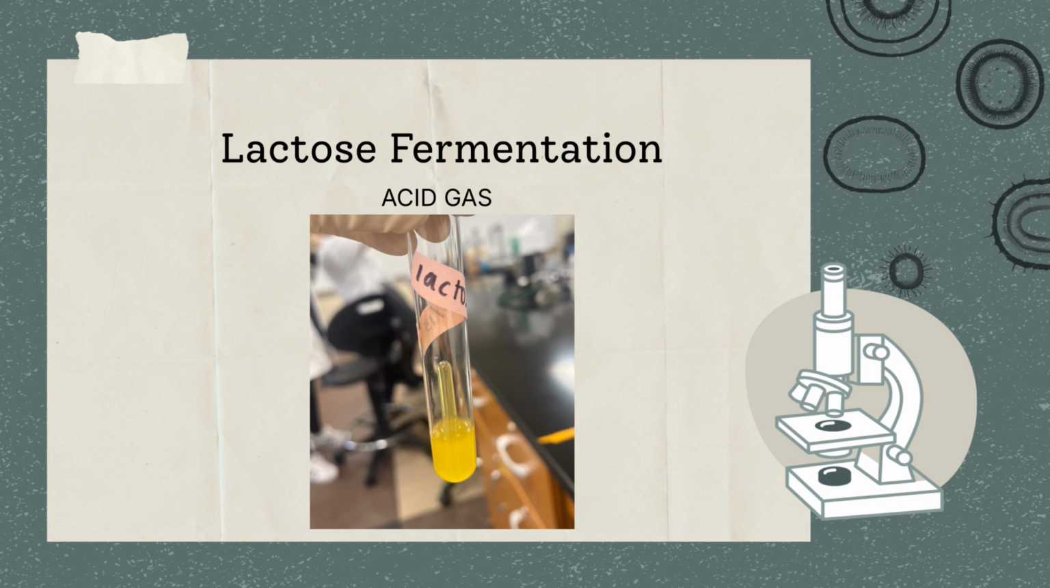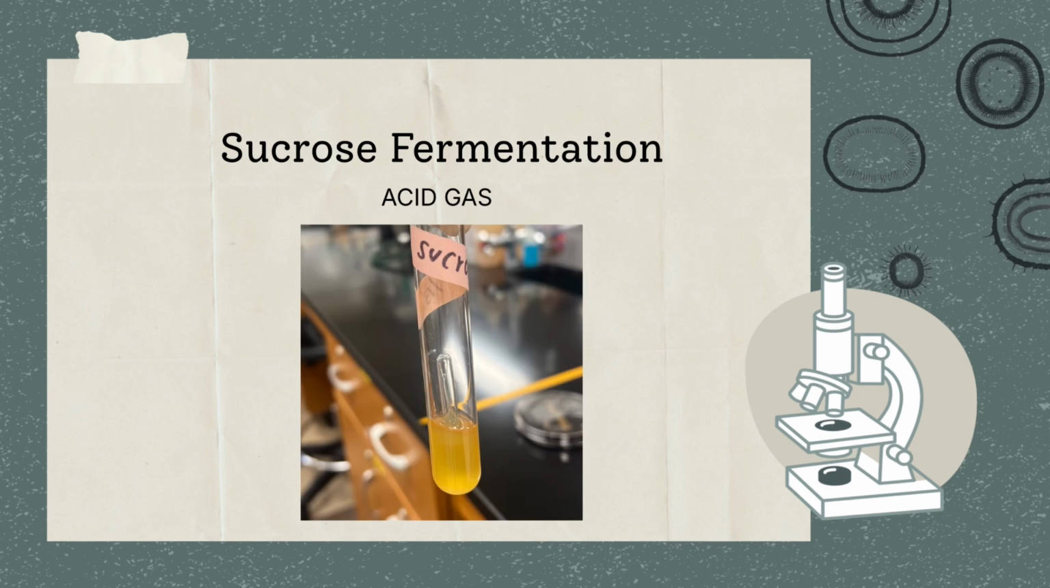Lactose fermentation, acid gas. It is rather hard to see in the picture that I have provided, but there were bubbles at the top of that little glass tube, and it came back a bright yellow, indicating that there was indeed lactose fermentation. Sucrose fermentation, acid gas. In this picture, it is very clear to see that in the tube that I had, there was plenty of gas, and it was an acid reaction due to its yellow color.